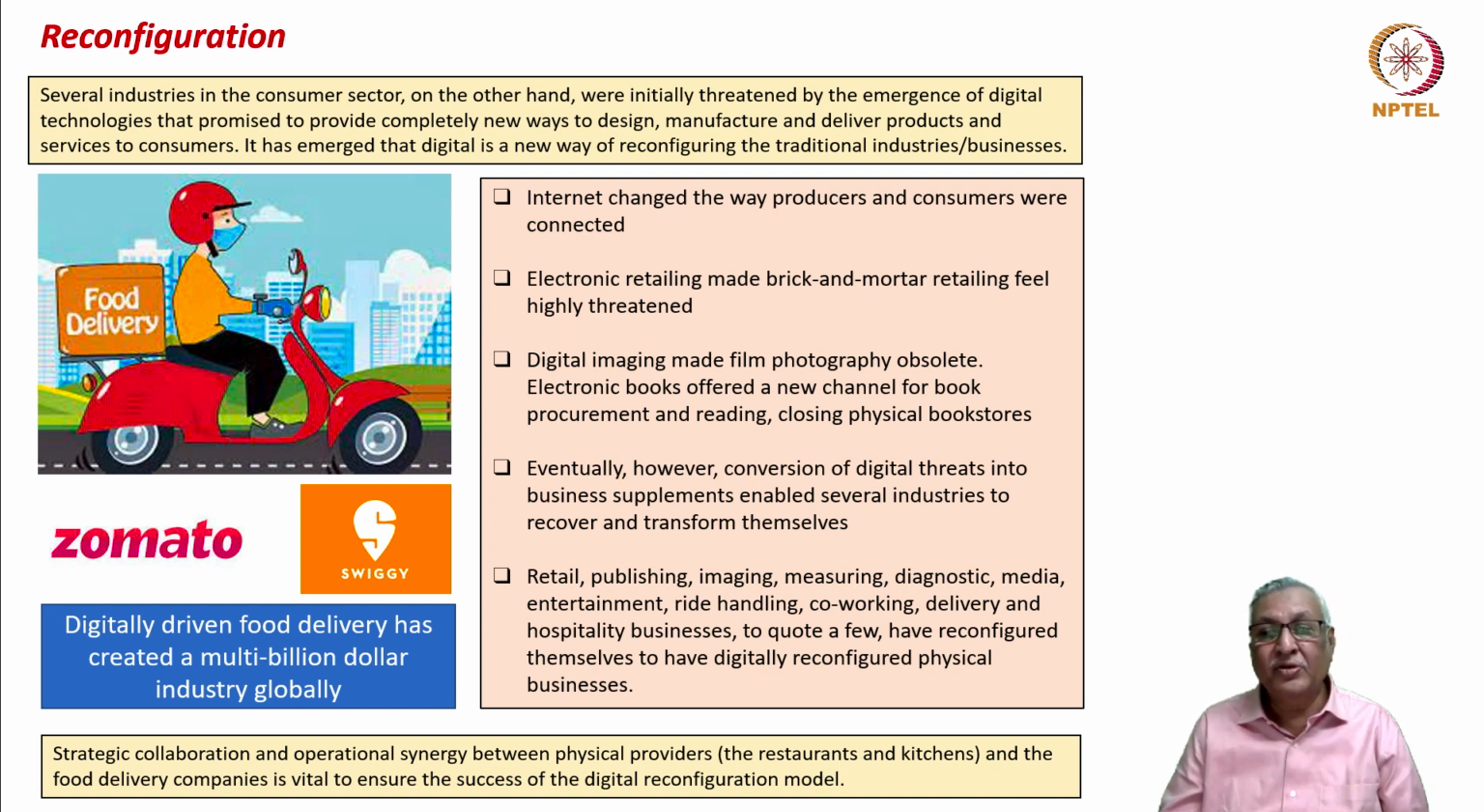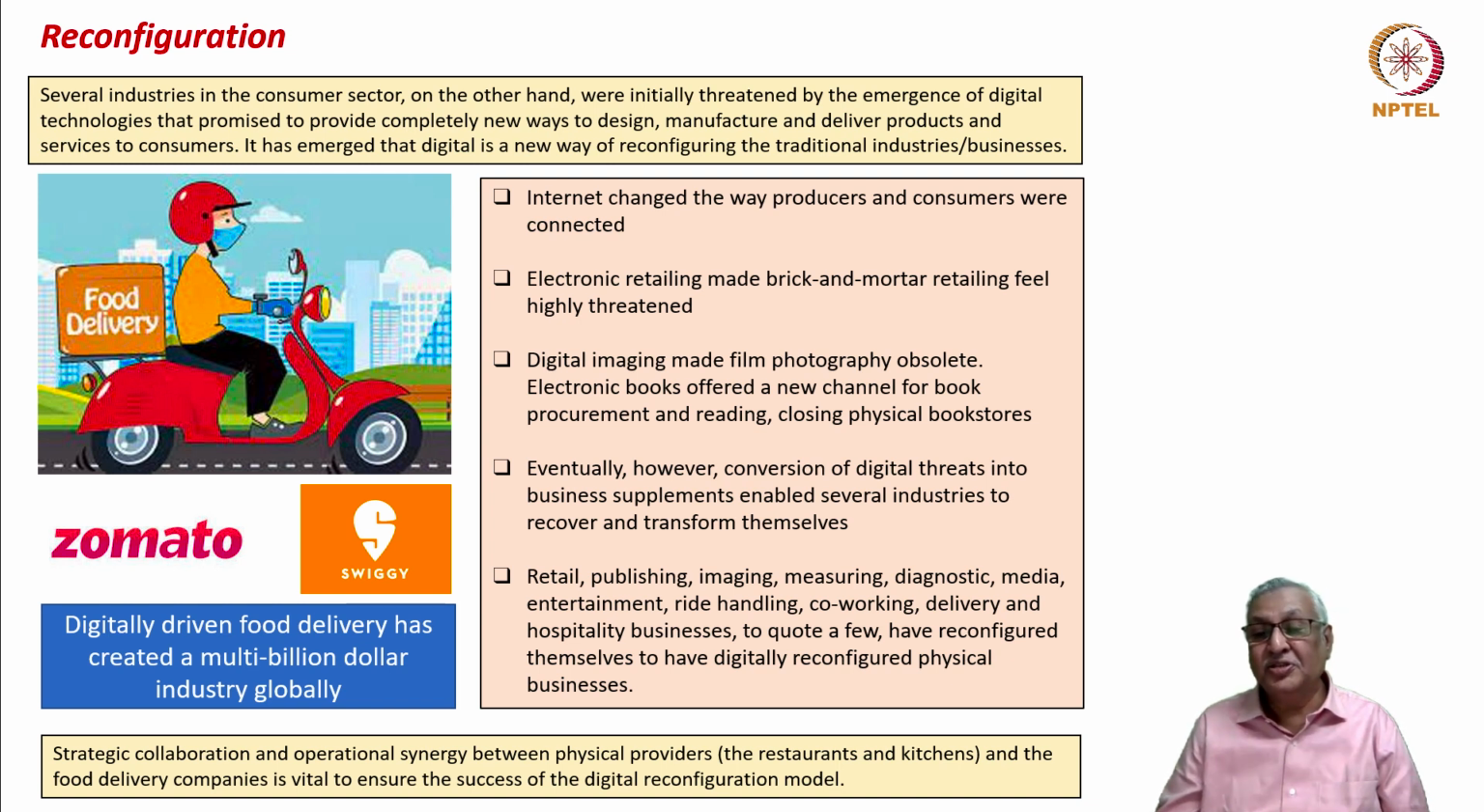Digital imaging made film photography obsolete. Electronic books offered a new channel for procurement and reading, closing physical bookstores. Eventually, however, conversion of digital threats into business supplements enabled several industries to recover and transform themselves. Food delivery has come in, but kitchens haven't gone out of fashion. Cloud kitchens may have come, but the kitchen as the central source of food delivery hasn't gone. In fact, it has become more sharp.